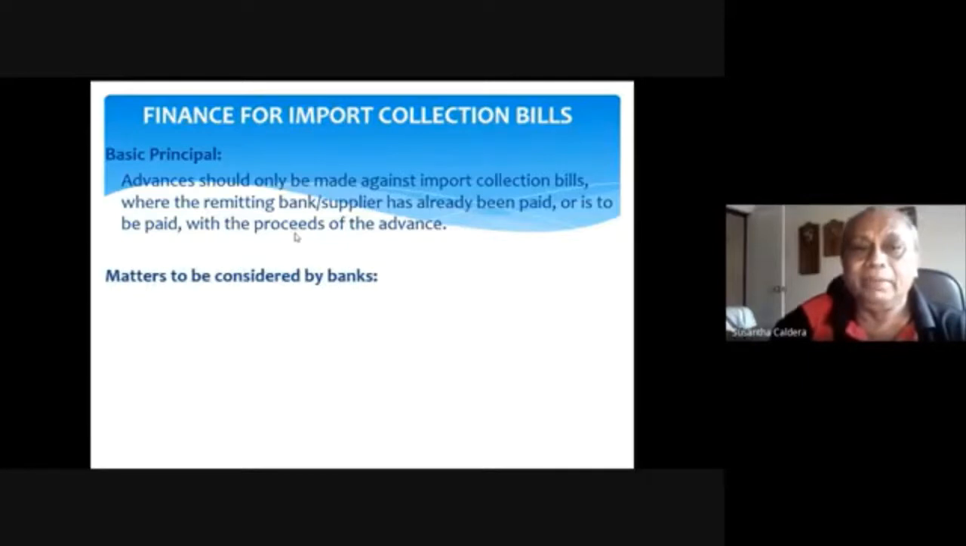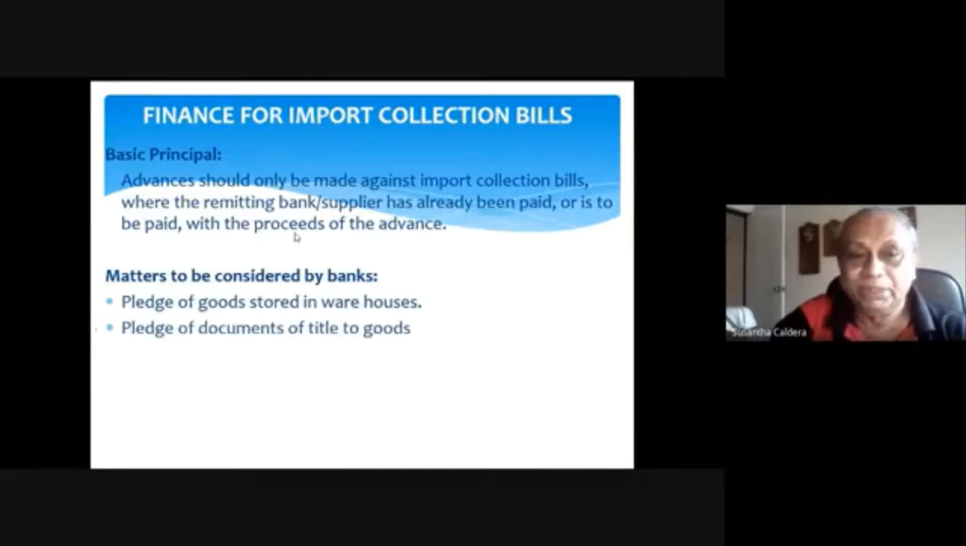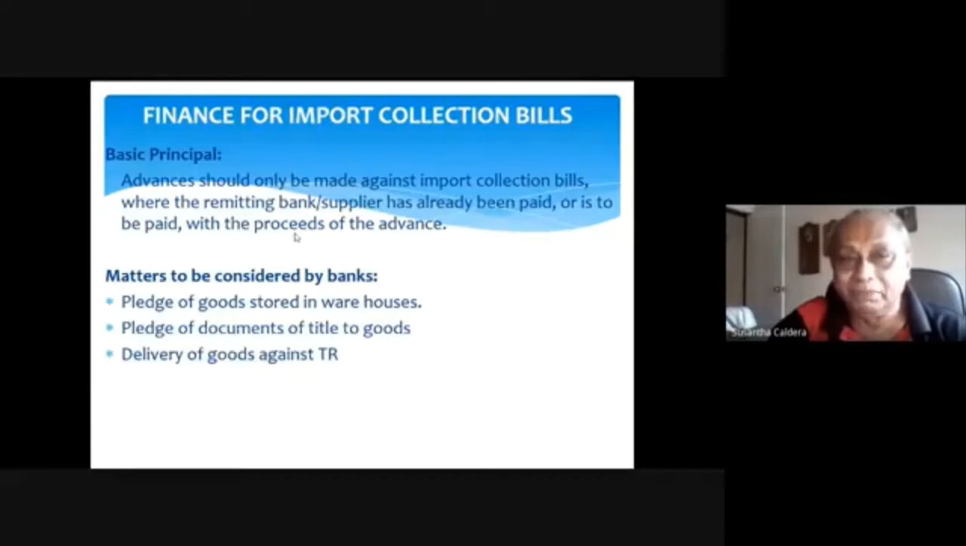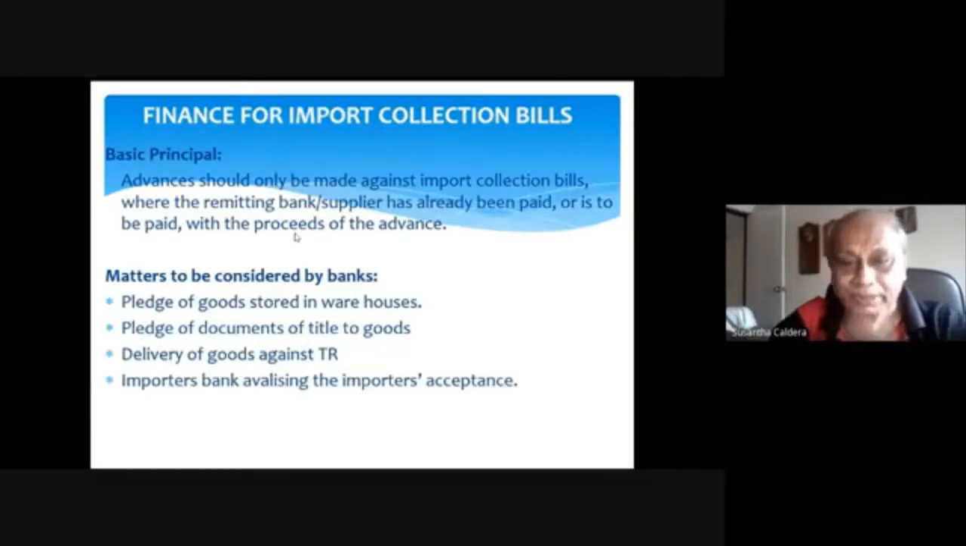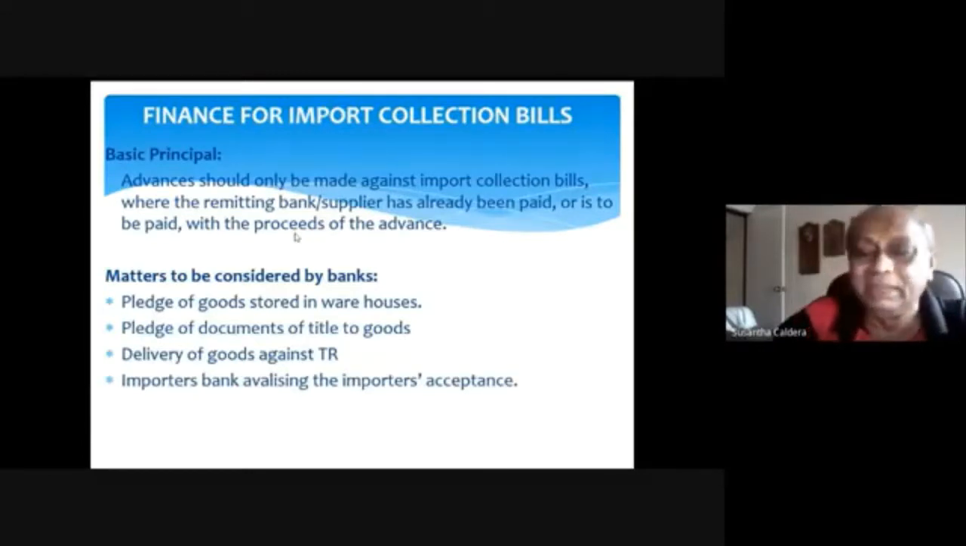Then matters to be considered by banks: pledge of goods stored in warehouses, pledge of documents of title to goods, right? Delivery of goods against TR, finance for import collection, right? And importers bank evaluation the importers acceptance. Importer acceptance again, importers bank evaluate කරලා payment එක කරනවා. Number 10 coming again, right? Okay.